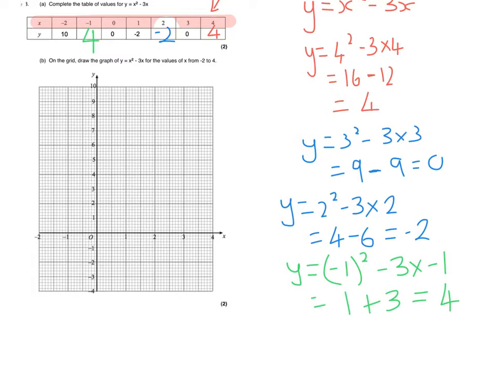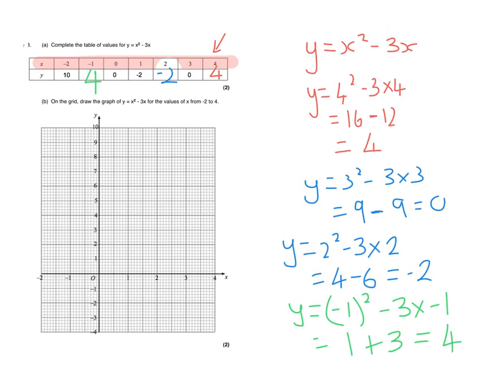So if I just move this back down again. So now I've filled in my table. Now I need to plot my points. So I'm going to have the coordinates corresponding to the x and the y. So for example, this coordinate here would be 4, 4. So I've got 4, 4.